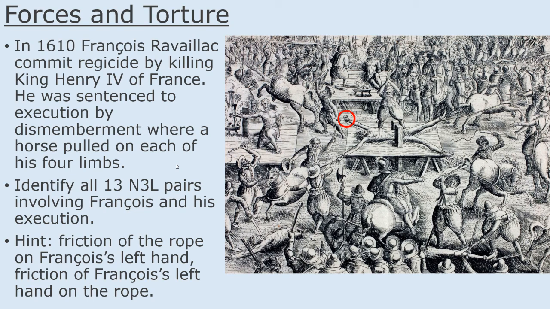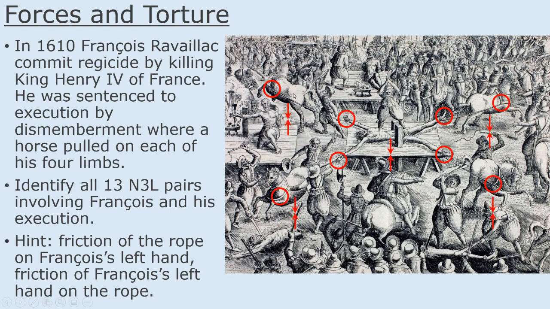Here are some answers. So, the first one I gave you in the example, friction of the rope on his left hand, friction of his left hand on the rope. We could also have friction of right hand on rope and friction of rope on right hand. We could have friction of the rope on this horse and the friction of the horse on the rope, and the same again for the feet and for each of the 4 horses.